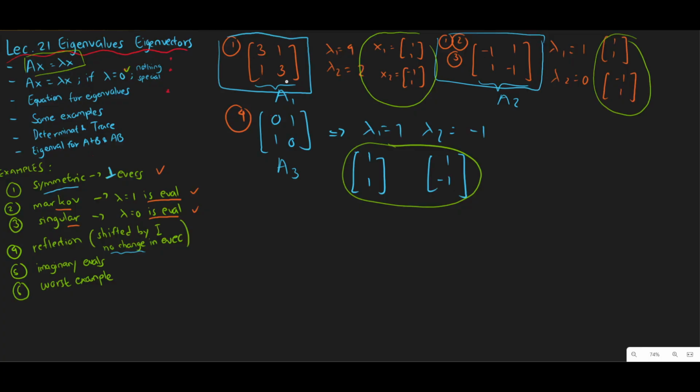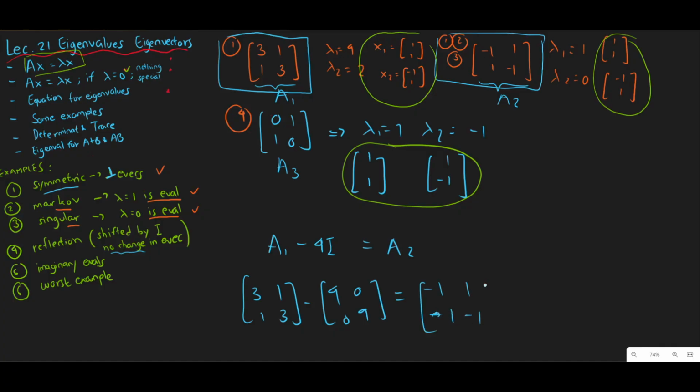So what is the relation between A1 and A2? I can just subtract 4 times the identity from A1, right? Then I will end up with A2. So [[3, 1], [1, 3]] minus [[4, 0], [0, 4]] gives this one, right? So this is A2. And what about A3? The same way, I can go from A1 or I can go from A2. Let me go from A2.